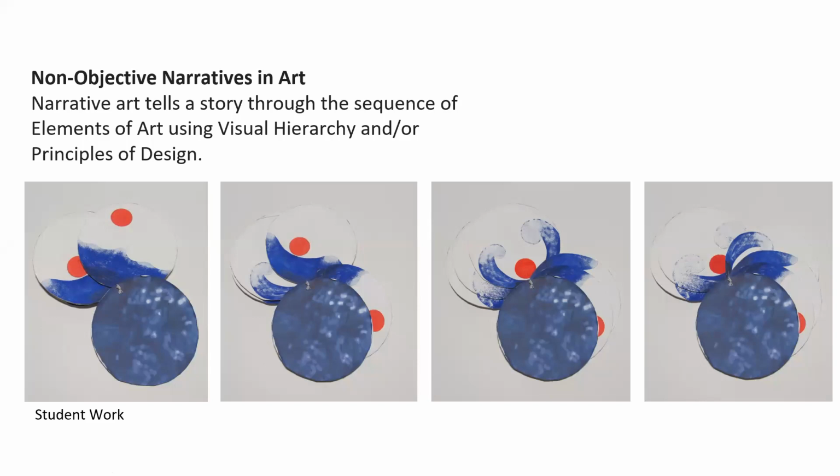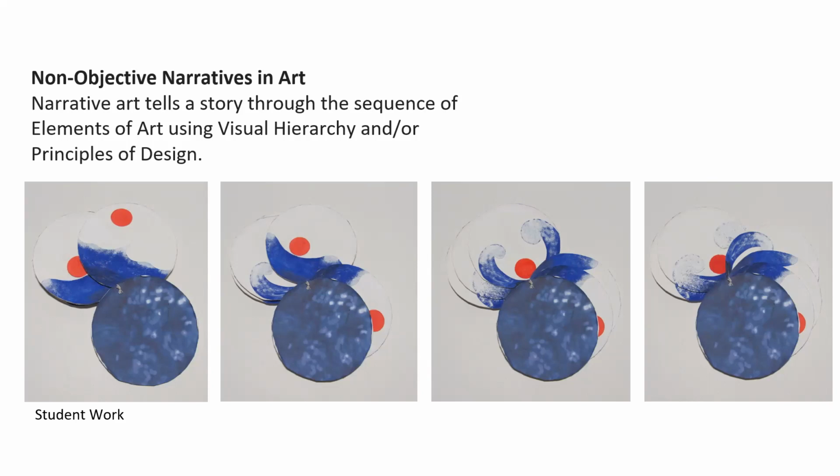All right, so non-objective narratives in art. A narrative tells a story, and it does so through a sequence of events, right? A storyboard is a great example of how we could draw out the narrative of a story. But how do we do that with non-objective shapes? How do we tell a story when we don't have representation to give us cues to what the story is about? Well, for our next project, we are going to do just that.